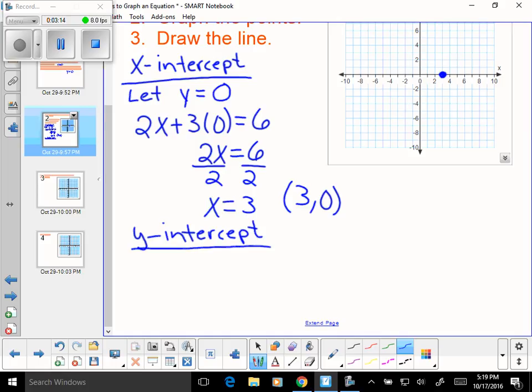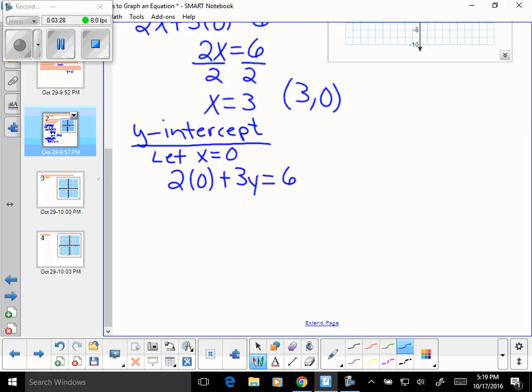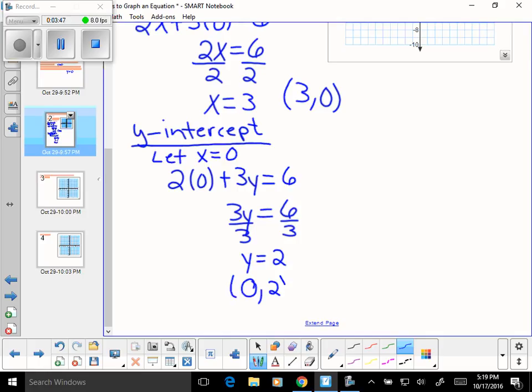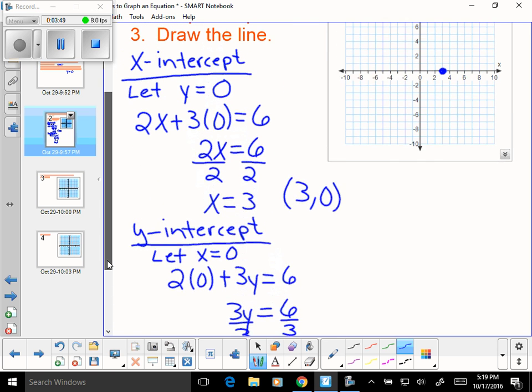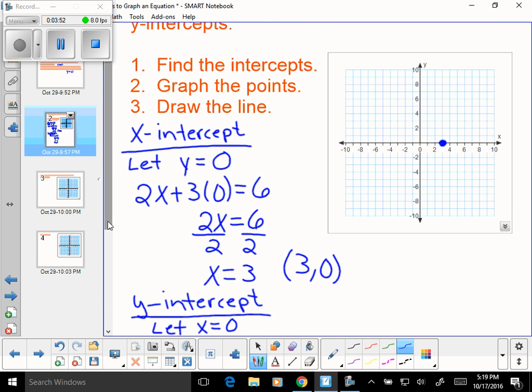For the y-intercept, I will let x equal 0. I substitute into the equation. 2 times 0 plus 3y equals 6. 2 times 0 is 0. 0 plus 3y is 3y, which equals 6. I divide both sides by 3. Y equals 2, so my intercept is going to be the point 0, 2. I will then graph 0, 2.